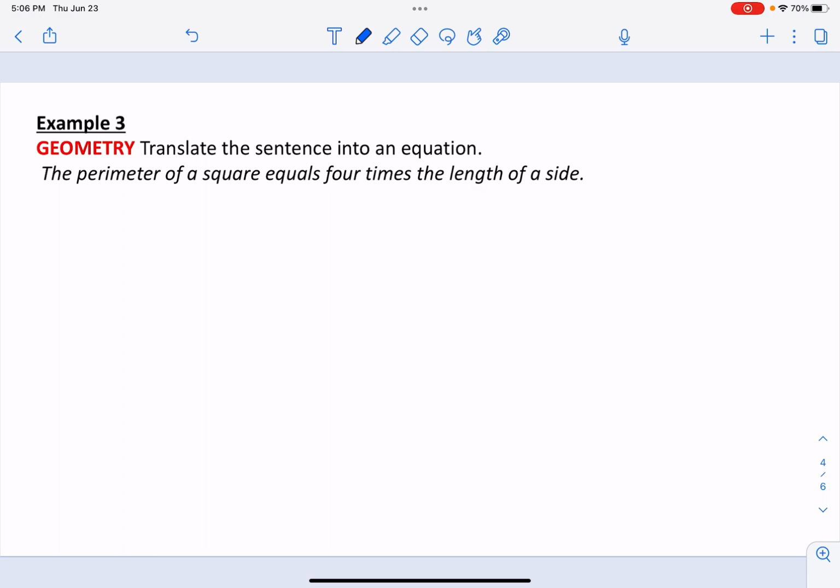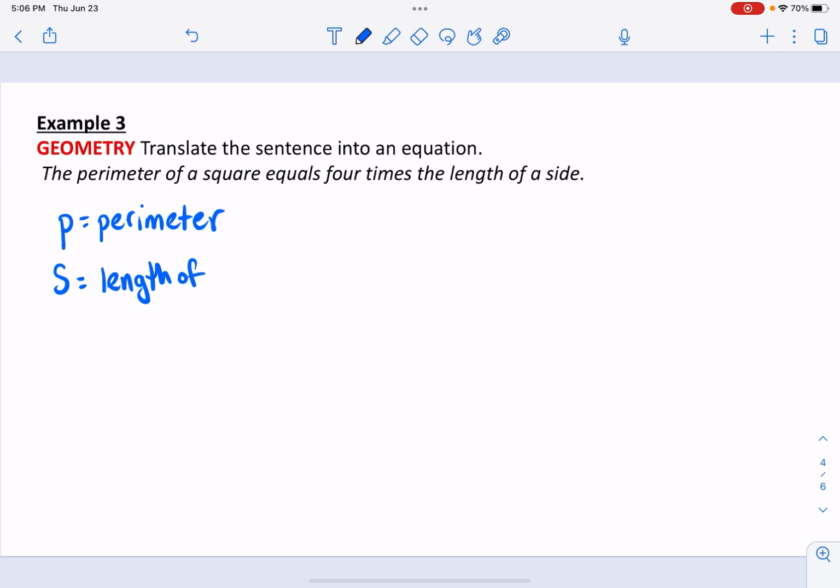So they don't give me any variables here. So P is going to stand for perimeter. They don't give you variables, you have to define them. Okay, S is going to be the length of a side. So the perimeter of a square equals 4 times the length of the side.